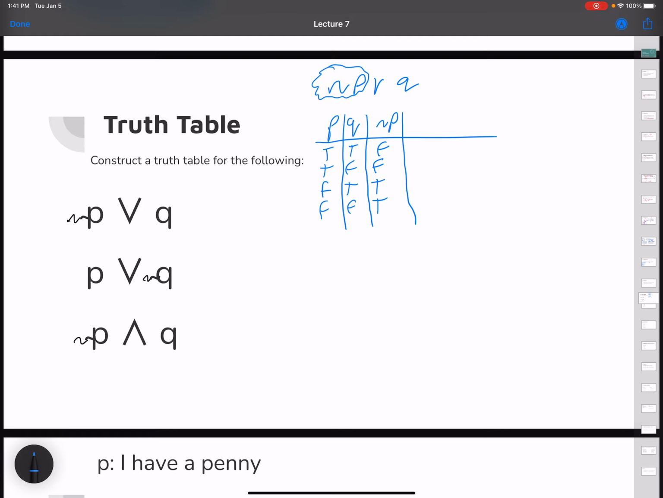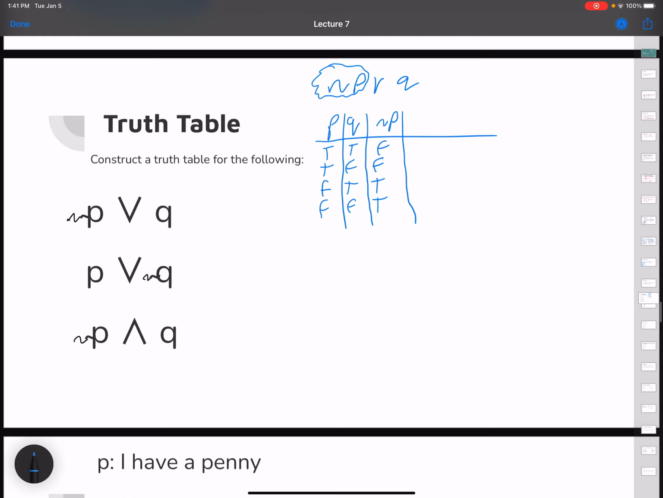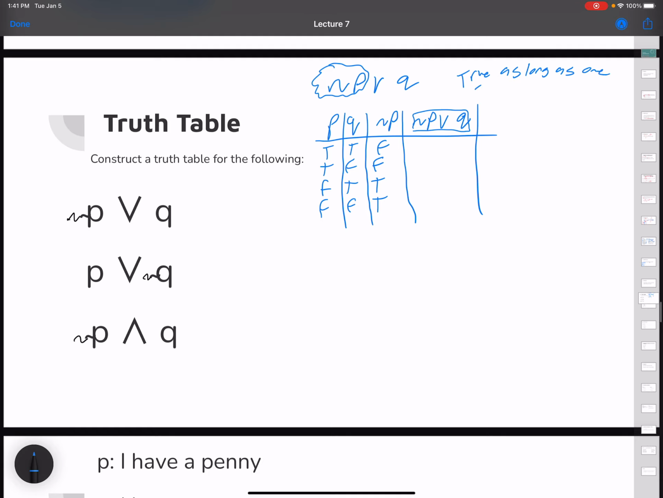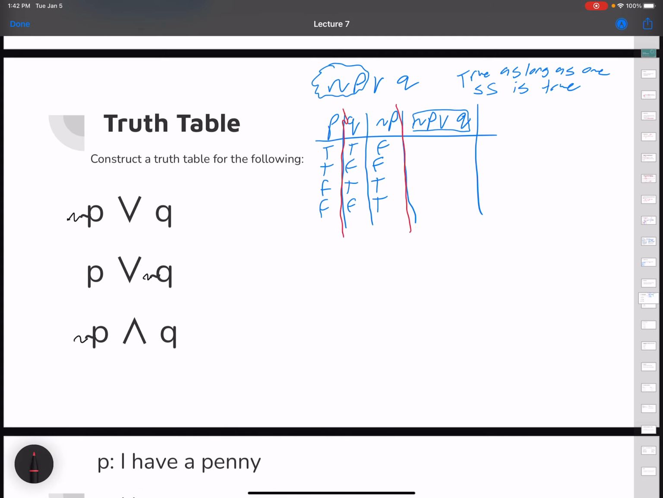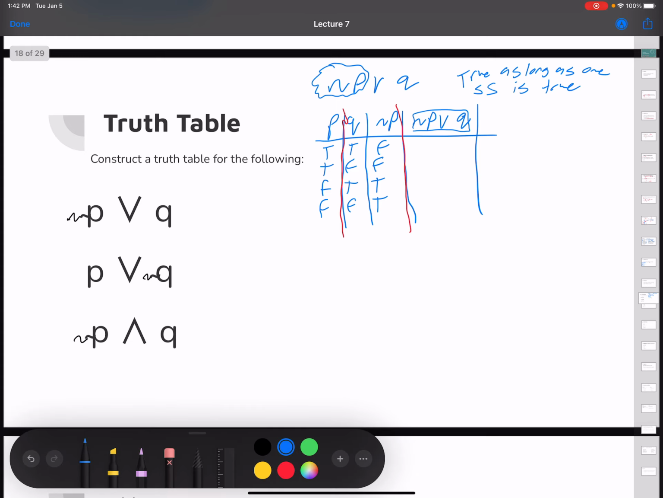And then we have not P or Q. So now that we have both pieces, we can write the whole statement, not P or Q. And remember, when you have the or statement, this is true as long as one piece is true. True as long as one simple statement is true. I'll just write SS for simple statement. So, we're looking at the two columns, not P and Q, the ones in between the red lines. And we need at least one of them to be true for it to be true, otherwise it's false.